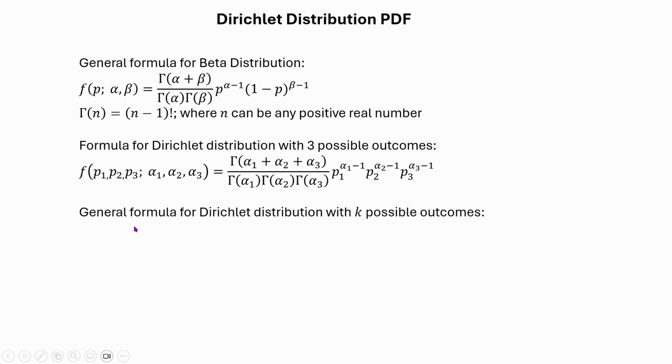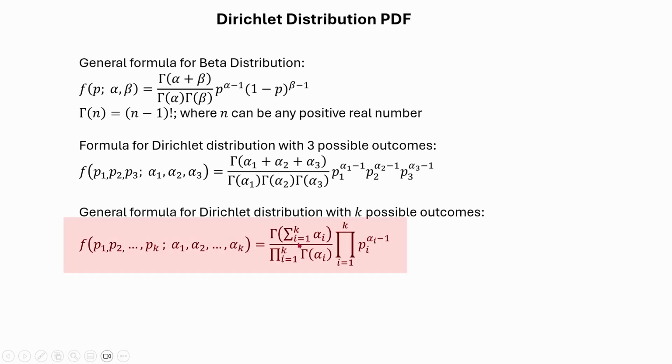You can generalize this formula for k possible outcomes, so it will look like this. I've just written the summation of all the k parameters inside the gamma function. I've also multiplied the gamma functions of all the k alphas, and I've multiplied the k p's, or the k random variables, with their exponents. So let's now look at the expected value of this distribution. In the beta distribution, it looks something like this.